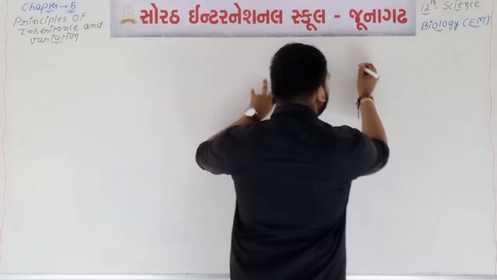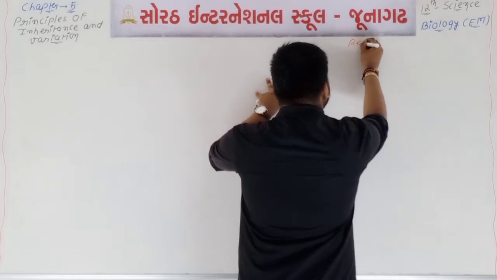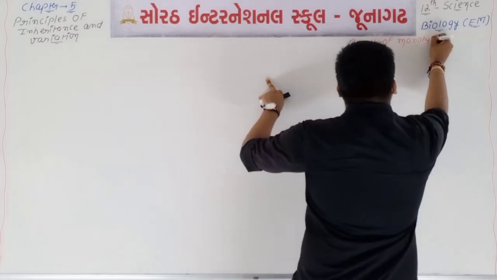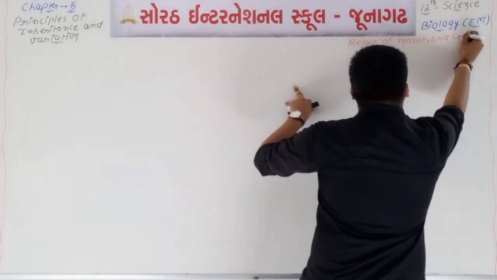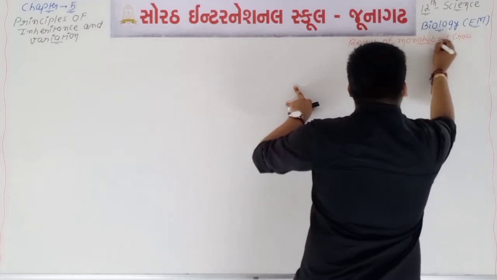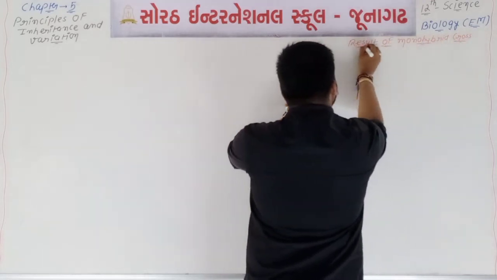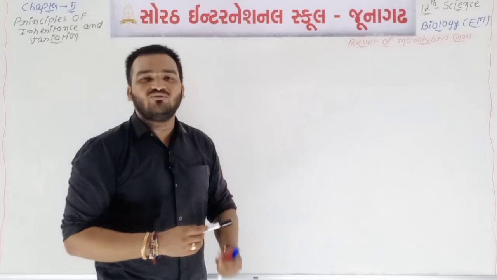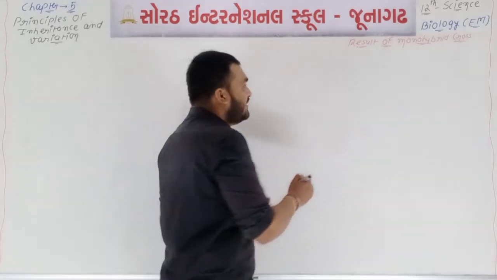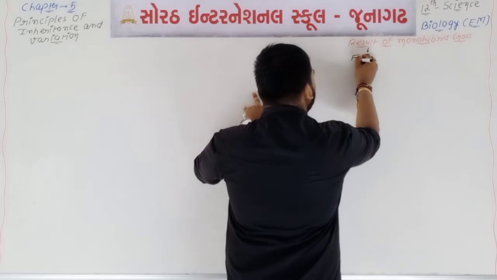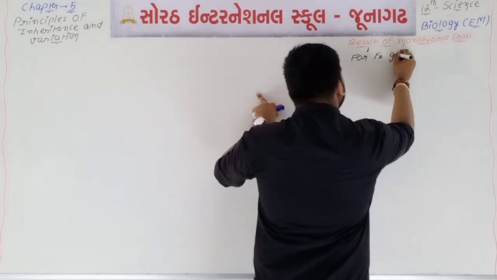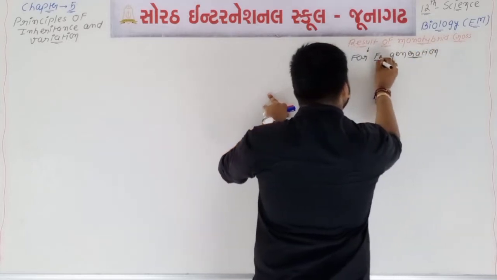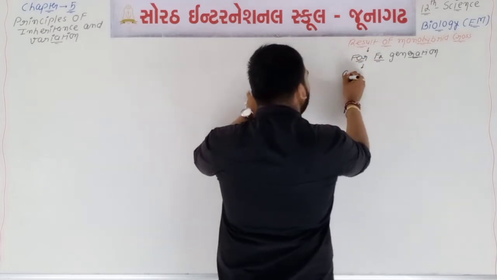So, the result of the monohybrid cross. You know that the monohybrid cross is done for understanding the inheritance of how many genes? The inheritance of one gene. This is the result for the F2 generation. Two different types of ratios are there.